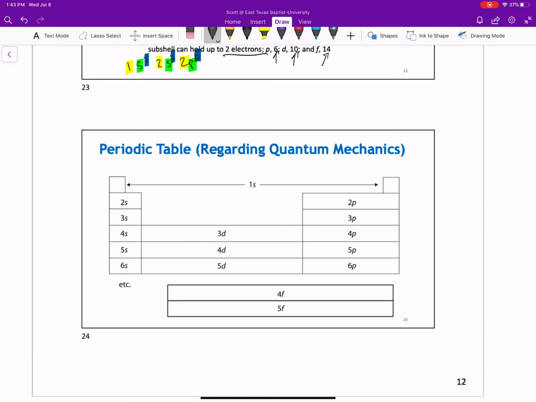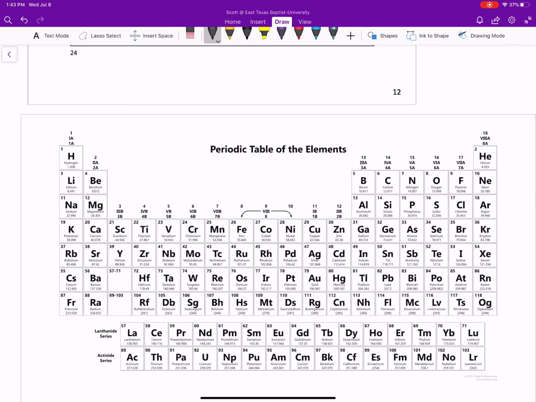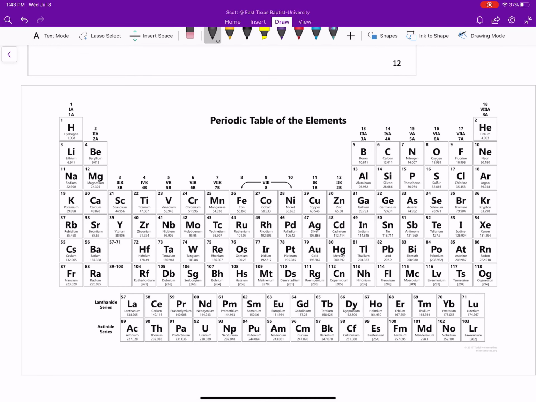So why don't you go ahead and print out and get your periodic table. It should look like this as it's posted online. This is the periodic table that is approved by your instructor to be used on the exam. Now keep in mind you're not allowed to mark on this for your exam, but this is the periodic table we recommend using on exams and quizzes.